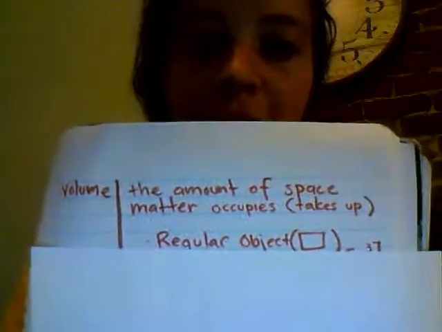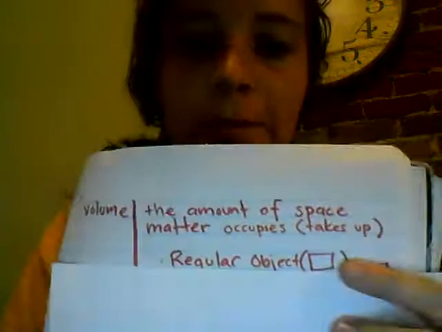The first is for a regular object, which just means something that's square or can be measured with a ruler. Regular object, and then you're going to draw a square next to it. So to find the volume of a square object, well, let's take a look. This has 3 dimensions. It has a height, it also has a width, and it also has a length. So it's the length times the width times the height.